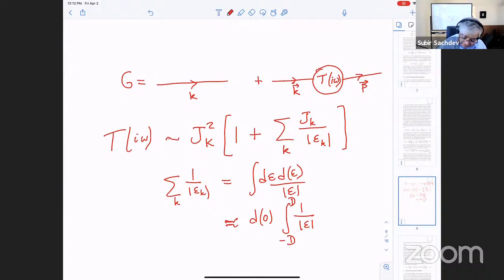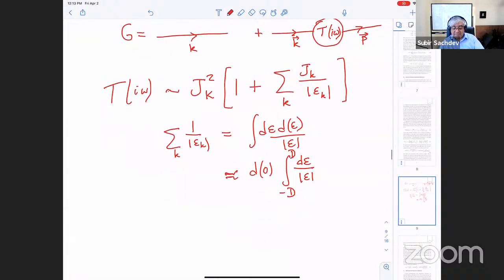Okay, so this has then an integral. This has a divergence as E goes to 0, and that's the log that we worried about. Of course, that log is controlled at finite temperature and finite frequency, which is what the expression that I showed you does. Okay, so this is the kind of thing that you get.